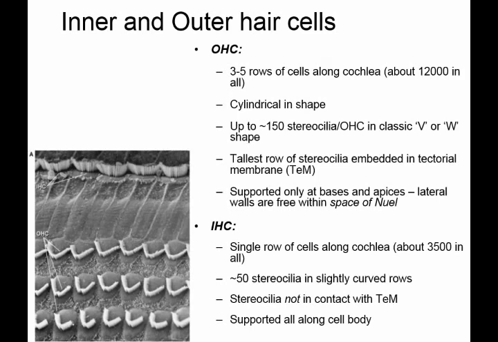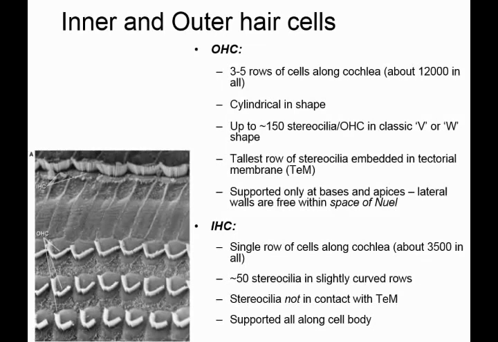What we actually see are not the hair cells, but the stereocilia, the hairs. So this is one outer hair cell. This is one inner hair cell. And you can clearly see the three rows of outer hair cells and one row of inner hair cells. There are 3 to 5 rows of outer hair cells, which is in total about 12,000 in each ear. 12,000 hair cells.